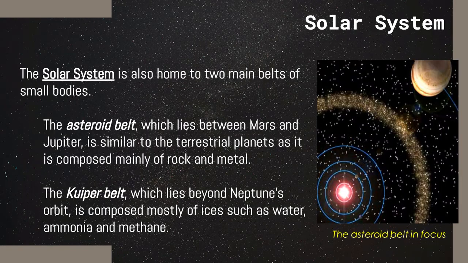The solar system is also home to two main belts of small bodies: the asteroid belt, which is found between Mars and Jupiter, and the Kuiper belt, which lies beyond Neptune's orbit. These are mostly made up of rock and metal for the asteroid belt, and water, ammonia, and methane for the Kuiper belt.